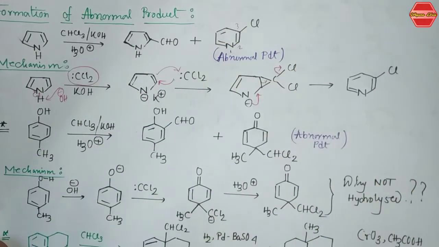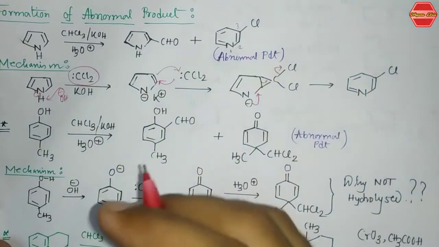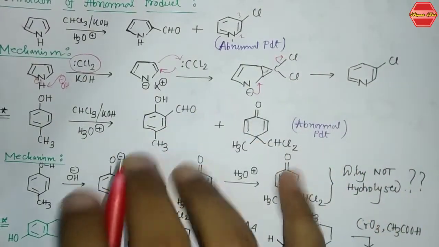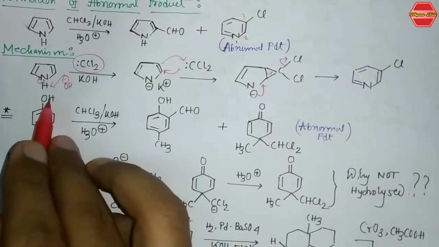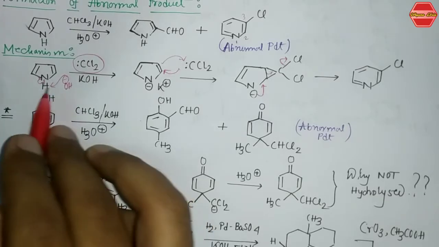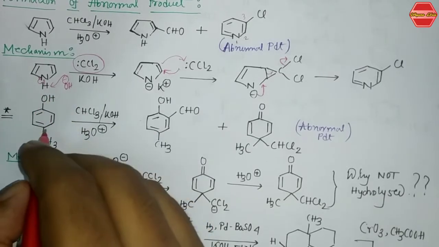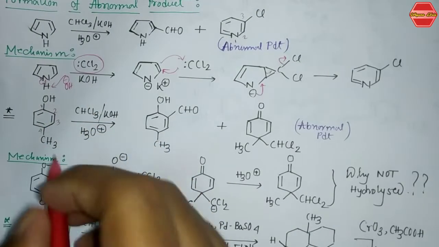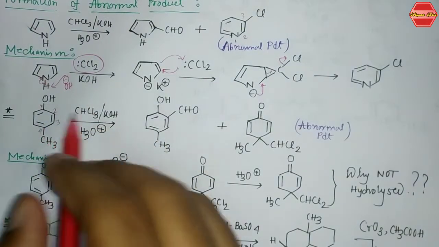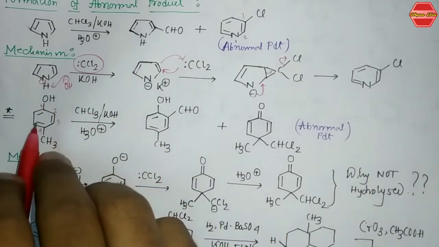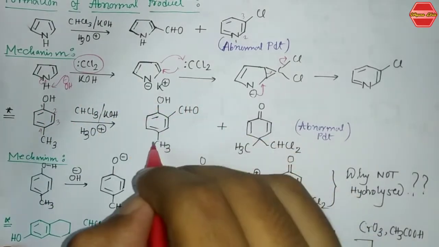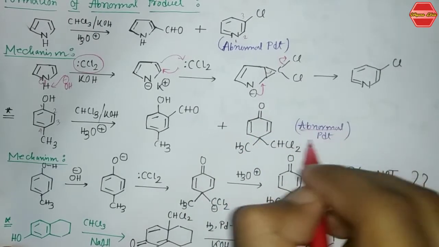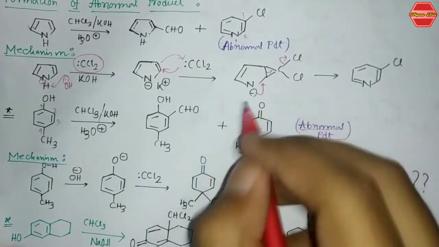Now one of the important abnormal products for this reaction arises when we have the para substitution. What is meant by para substitution? You can see here that is your para-methylphenol, that is your fourth position. This is your 1, 2, 3 and this is your 4, that is a 4-substituted product. When we use Reimer-Tiemann on this compound, we get this product as the major one, as well as a side product, this one. This is your abnormal product. Now how are we getting this product?